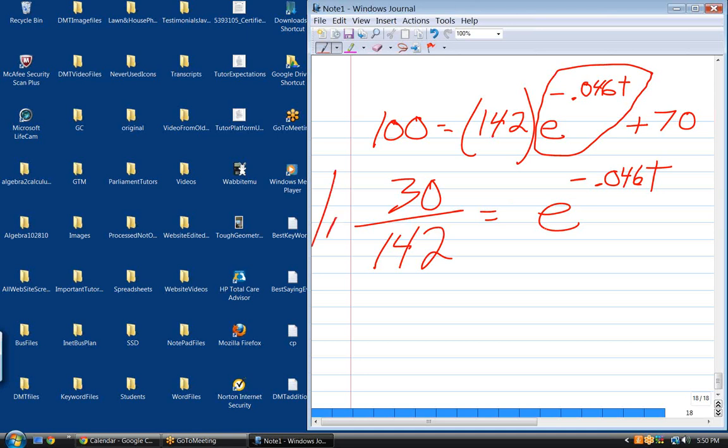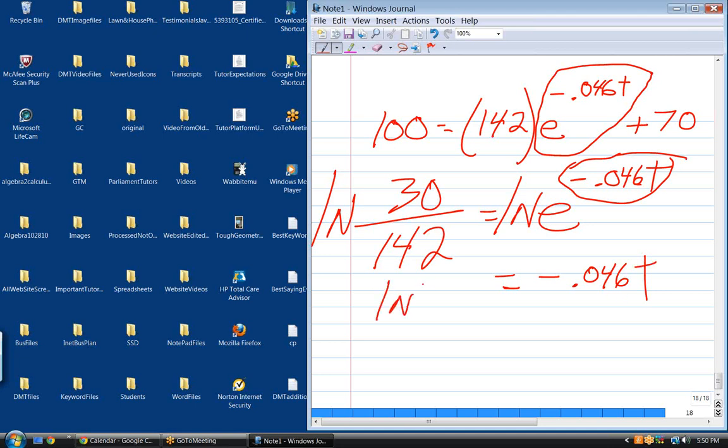I can take the natural log, and here I'm definitely going to use the natural log. Okay. So this becomes that exponent. Because first of all, I'm going to bring that exponent down in front, and then I'm going to turn natural log of e into 1. So I get this equals natural log of 30 over 142. I'm just going to leave it like that for the moment. I don't need to do anything with it.